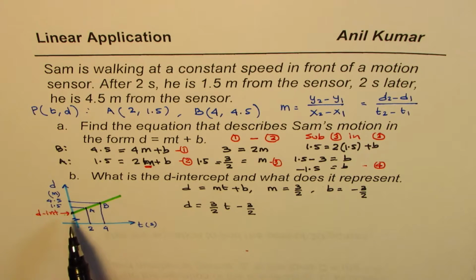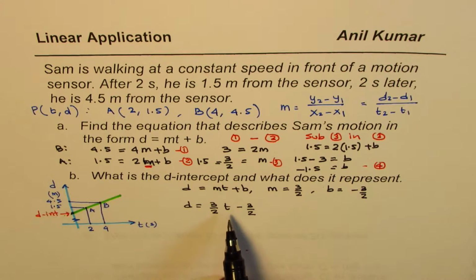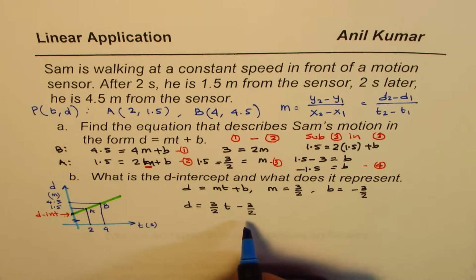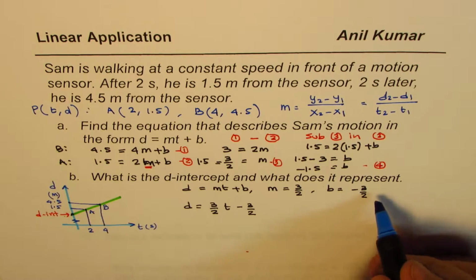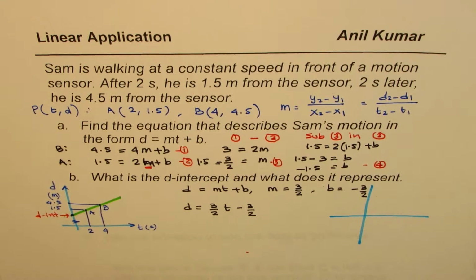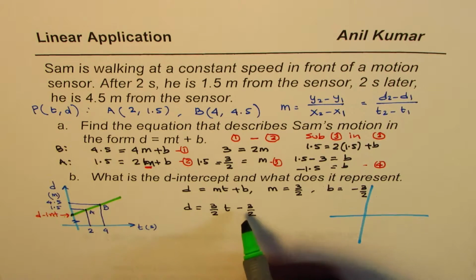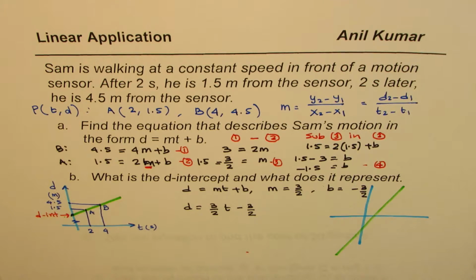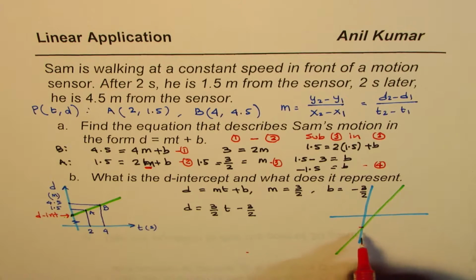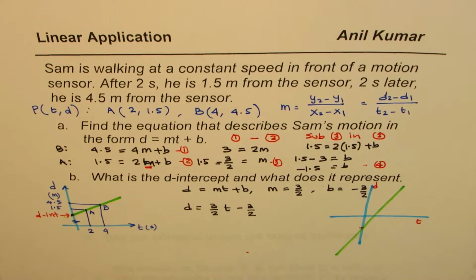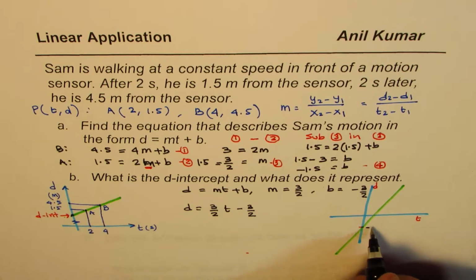So this diagram is good for explanation, but it is not really matching with the given situation. So let me redraw this from the results we have just got. Strictly speaking, I should be drawing it like this. Minus 3 over 2 is minus 1.5. So the graph is kind of like this, where that is the d-intercept. This is d versus t, and this position here is minus 1.5.